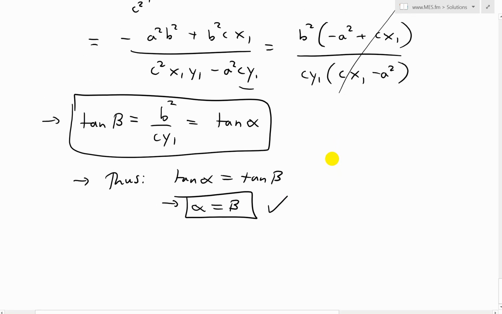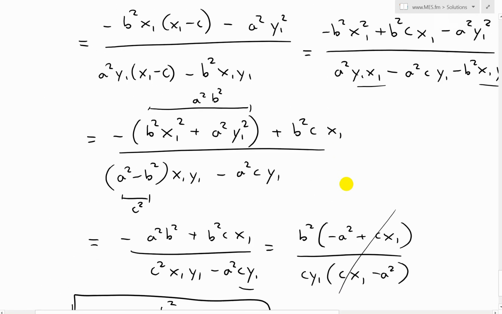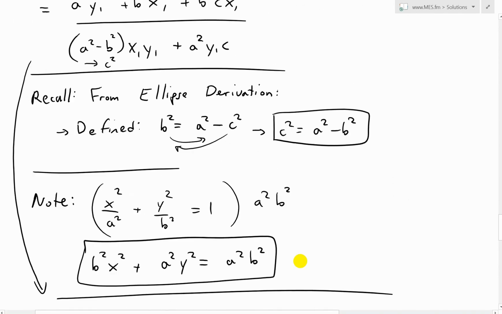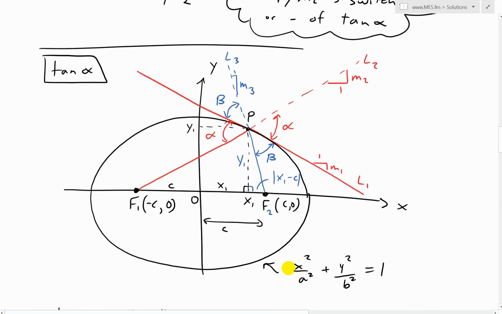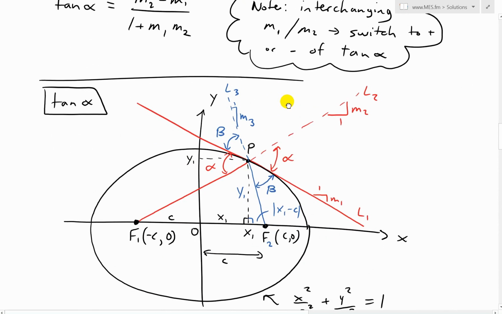Quite amazing like that. Yeah, so hopefully you followed along. It's a pretty intensive example, derivation, and interesting property of ellipses.